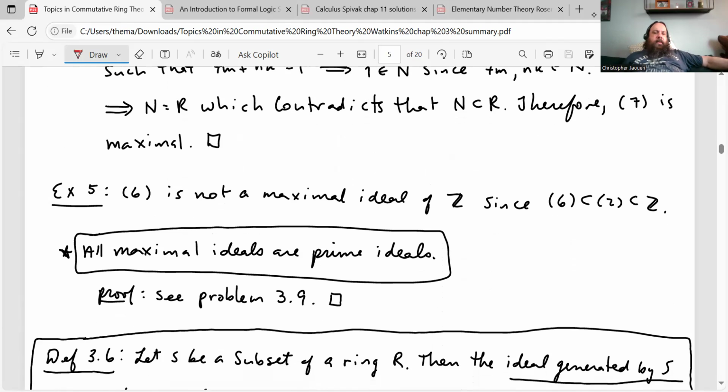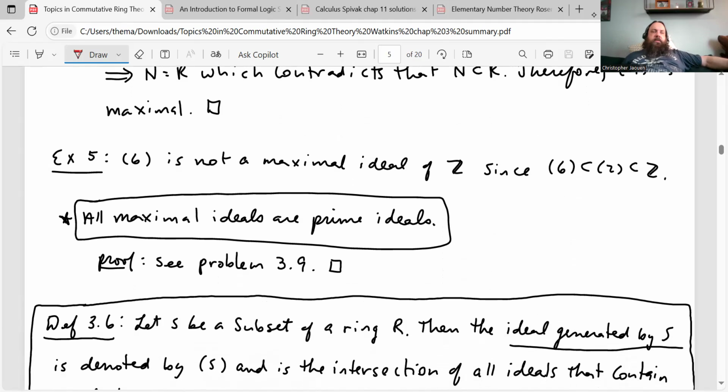All right. Example 5, the ideal generated by 6 is not maximal in Z, since the ideal generated by 6 is contained in the ideal generated by 2, which is a proper ideal of the integers. And then we have a statement here, all maximal ideals are prime ideals, which we'll prove in problem 3.9 in the exercise set, so I didn't prove it here.